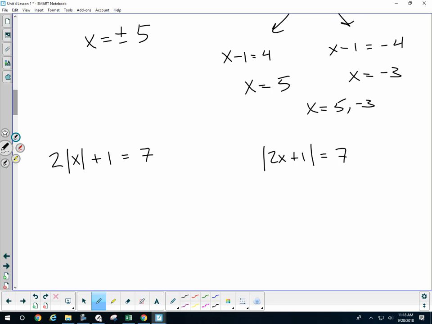What do I do now? You're done. You have x equals plus or minus 3. Why is there 2 on this one and not 2 on this one? There is positive 3 and negative 3. There's 2 answers. The last step is to get rid of those absolute values.